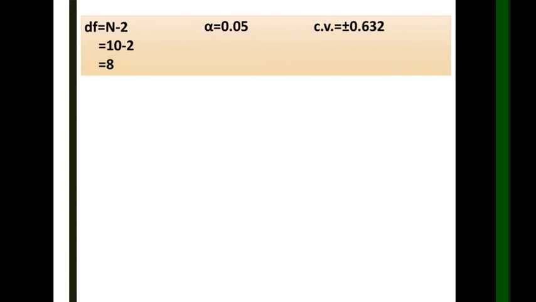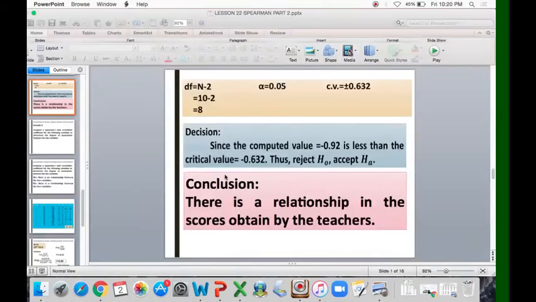N is the total number of the population. Our total number in our given is 10. So 10 minus 2 is 8 and the alpha is 0.05. Our critical value is positive negative 0.632. Now, how do we get positive negative 0.632?